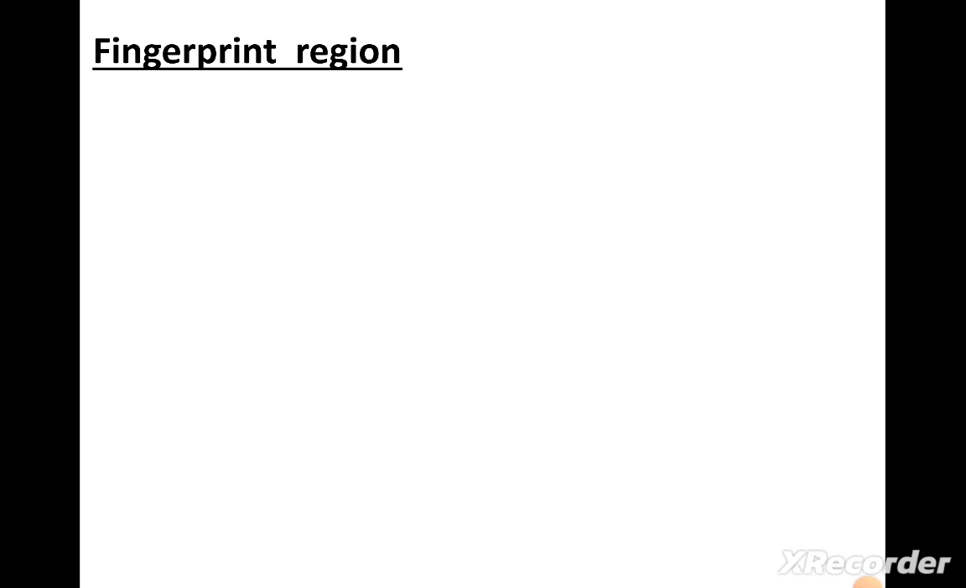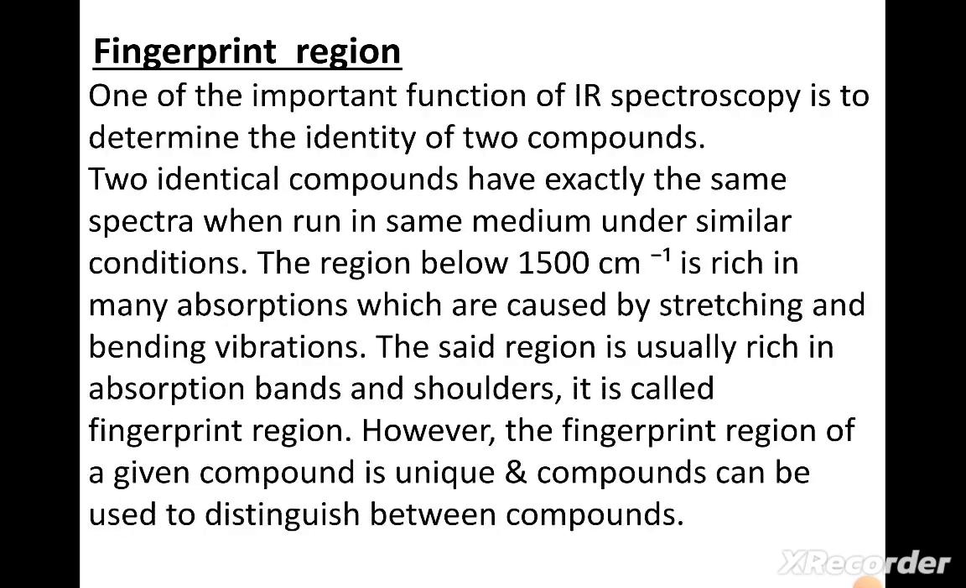Now we'll study the fingerprint region. This is also an important topic of IR spectroscopy. One of the important functions of IR spectroscopy is to determine the identity of two compounds. Two identical compounds have exactly the same spectra when run in the same medium under similar conditions. The region below 1500 centimeter inverse is rich in many absorptions, which are caused by stretching and bending vibrations. The said region is usually rich in absorption bands and shoulders. It is called the fingerprint region.